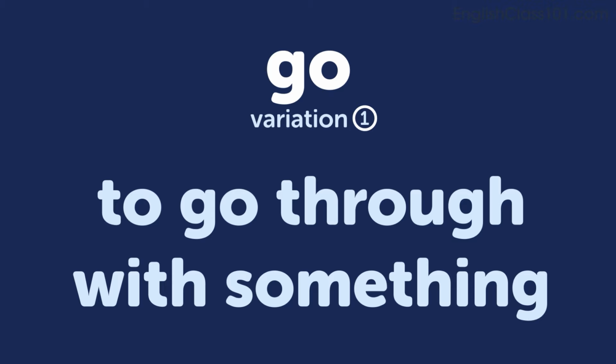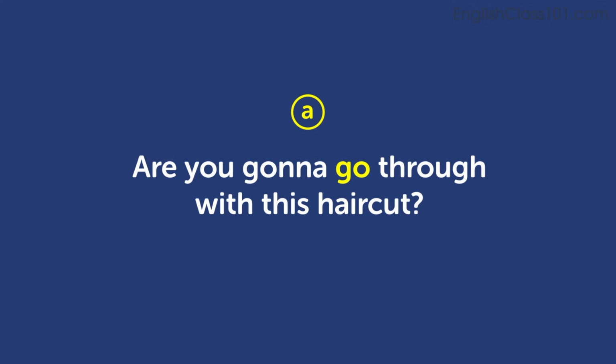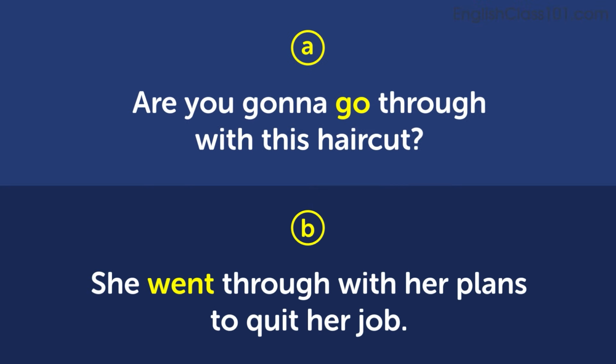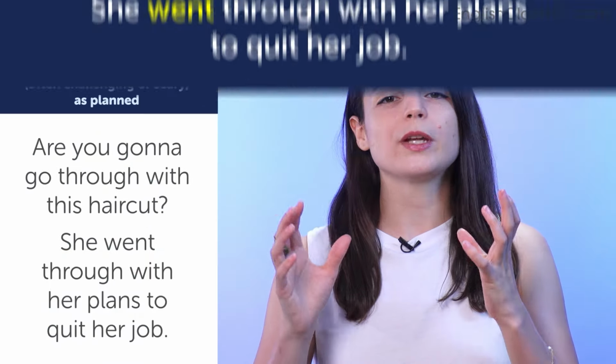Now let's move along to some variations with the verb go. The first variation is to go through with something. This means to complete something, often challenging or scary, as planned. Some examples. Are you going to go through with this haircut? She went through with her plans to quit her job. So we use go through with something when we want to describe a situation that's difficult or maybe unpleasant or challenging. The first example sentence is a little bit funny. It's about a haircut. Are you sure you want to go through with this haircut? Means are you sure you want to do this thing as you have planned to do?